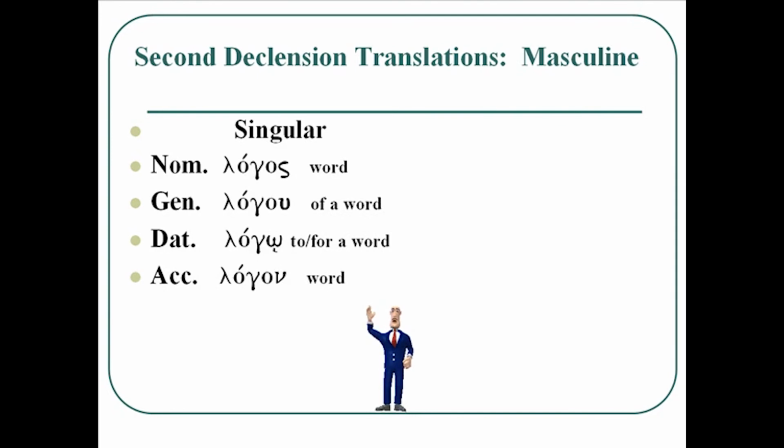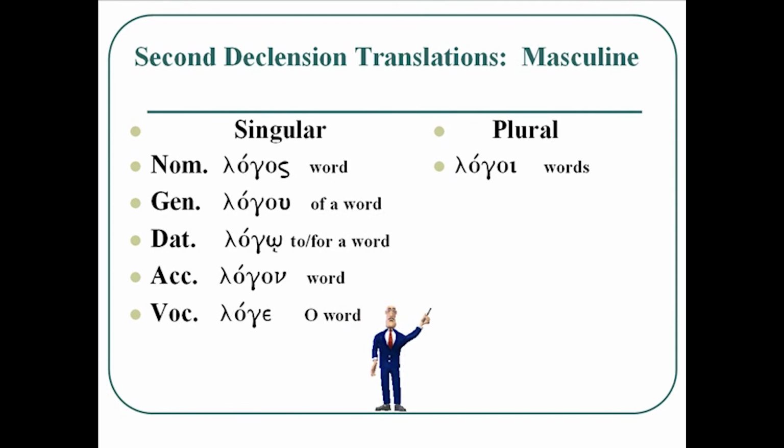The accusative form is logon, means a word, and it'll be the direct object of the verb. The vocative form is loga, and it means O word. For the plural, nominative is logoi, means words, as the subject of the sentence. The genitive plural is logon, means of words. The dative plural is logois, and it means to or for words.